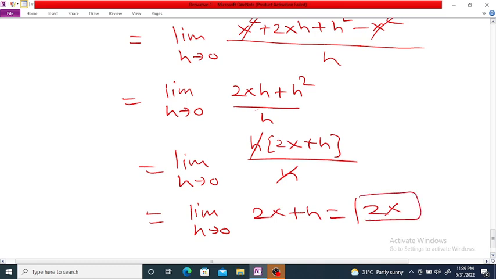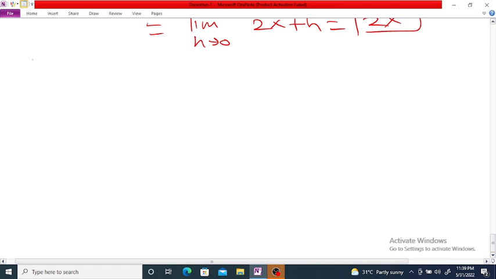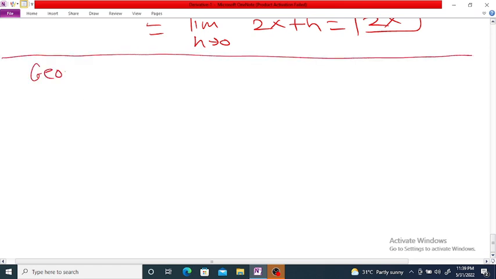So what is f dash x here? f dash x is equal to 2x. So this is a general derivative of the function f of x at any point x. Now what is the geometrical meaning here? The geometrical meaning.